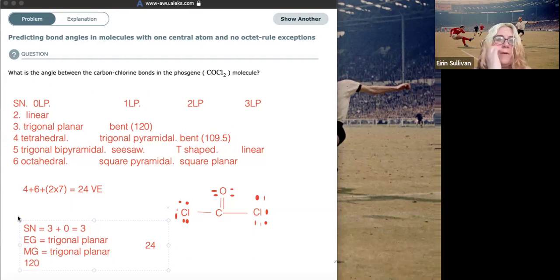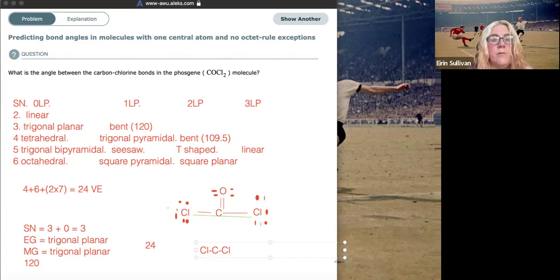Okay, so when it's talking about the carbon-chlorine bonds, I'll highlight those for you real quick so you know what I'm talking about. The carbon-chlorine bond would be this bond angle here. So another way of writing that is like the Cl bond, okay? And I know how I've drawn it in the Lewis structure looks like it's linear, but it's not.